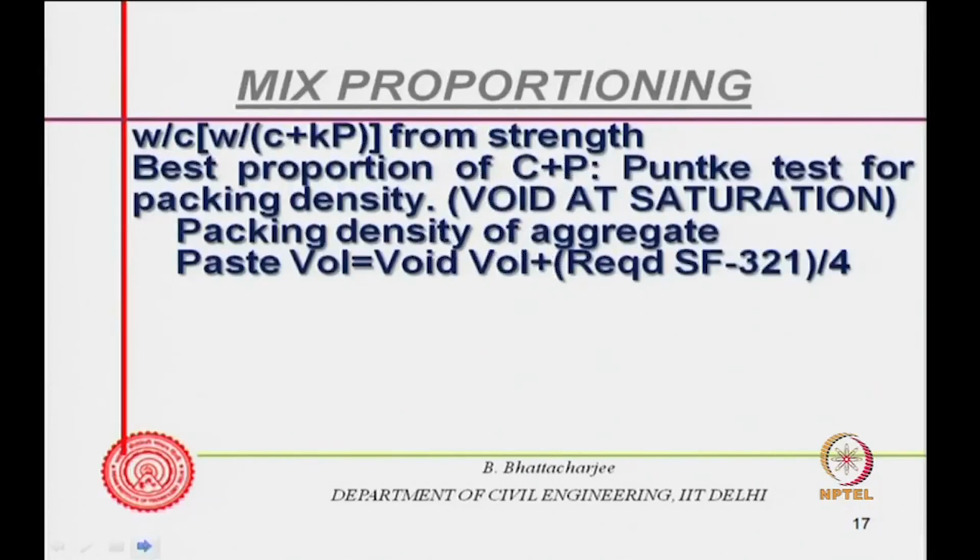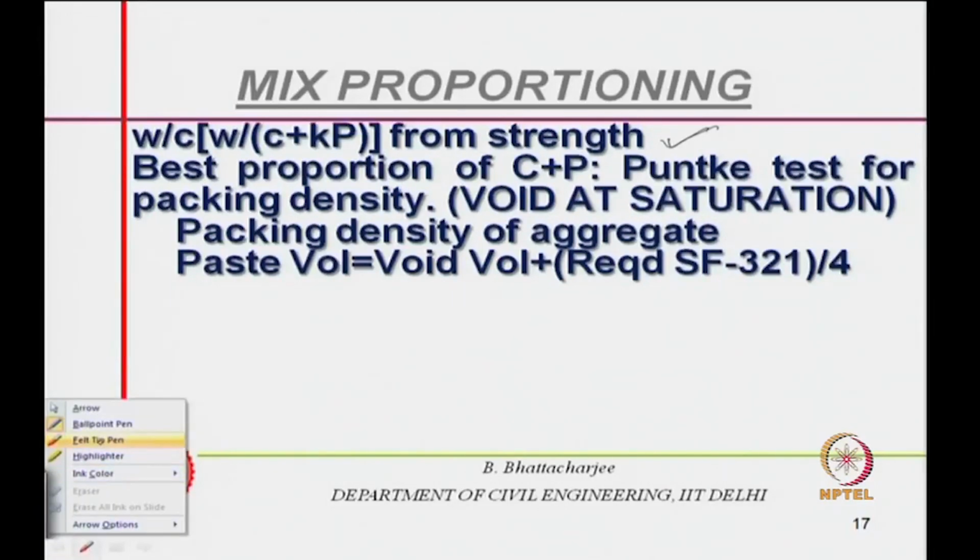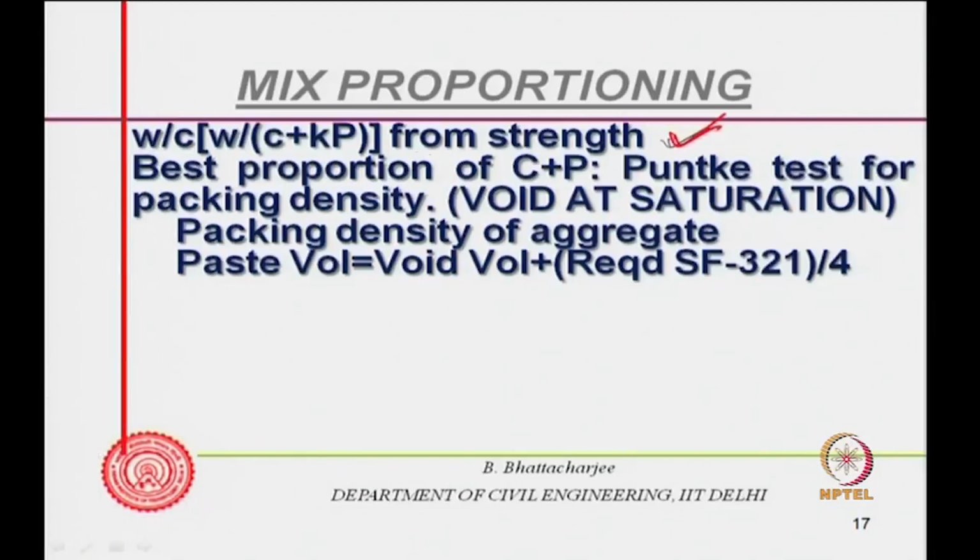Mix proportioning: water to cementitious ratio from strength. First of all, you must determine the water to cementitious ratio for strength. So, this is from the strength criteria, because that would govern the strength. Then the best combination of cement plus pozzolana or any other material that you are using. You can use a test called the Puntke test, used for cement and fly ash, because with this you find out the best packing density, that is, the void at the saturation situation.